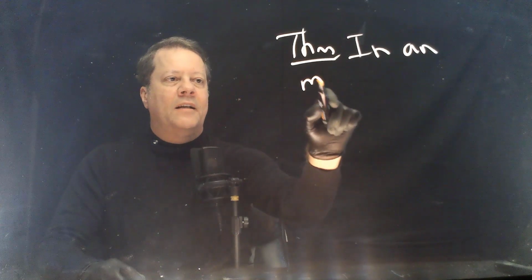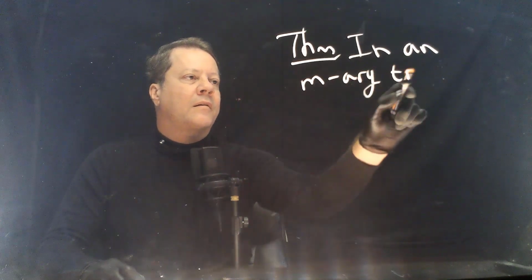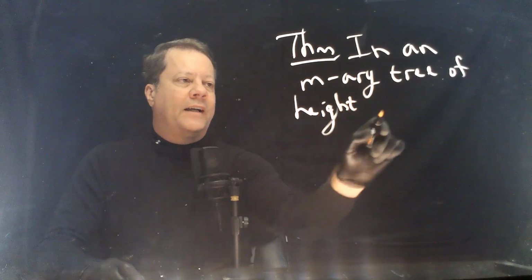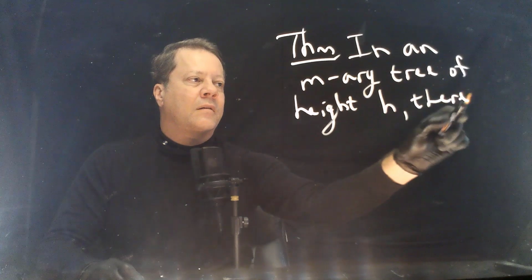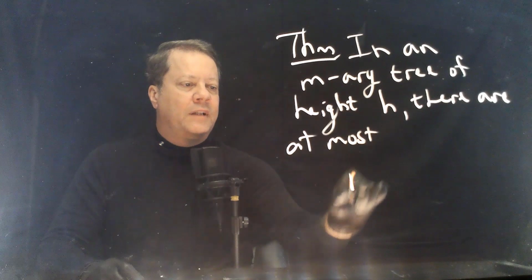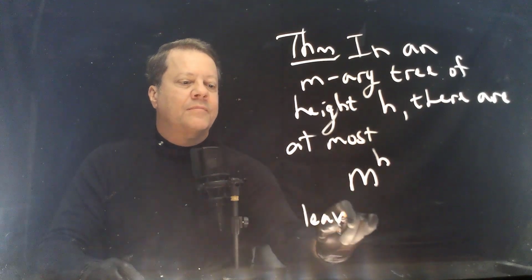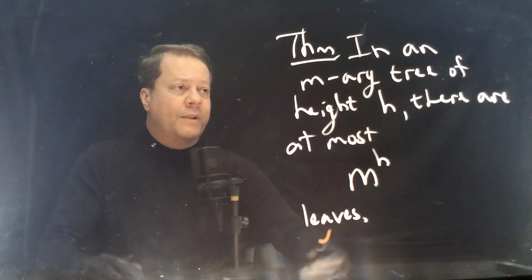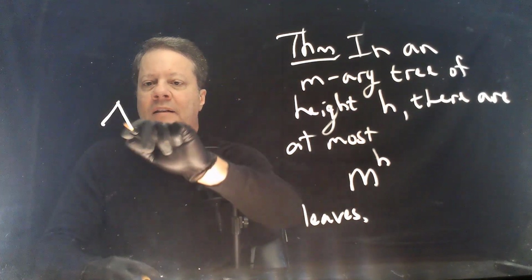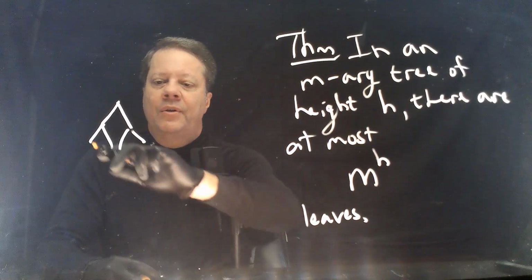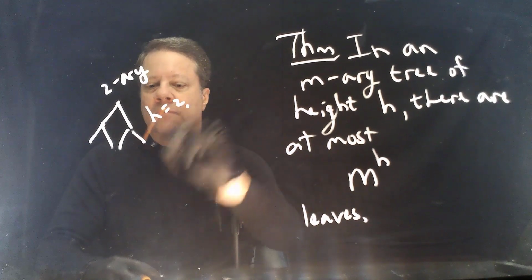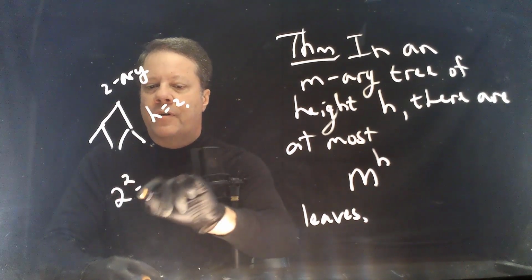In an m-ary tree of height h, there are at most m to the power of h leaves. We're not assuming it's necessarily full, but if it is full, that'll give you the highest number you could possibly get. In this case, the height is 2, and it's a 2-ary tree. So you'd expect 2 to the 2, or 4 leaves.